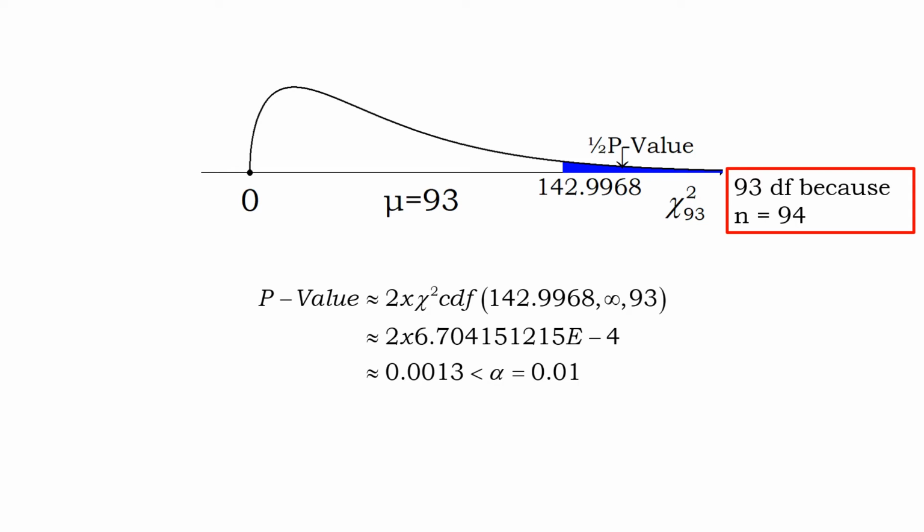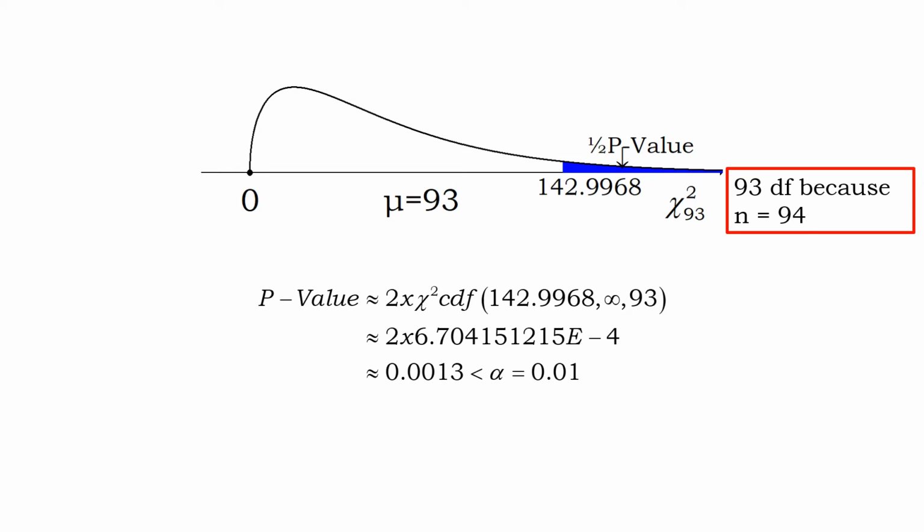0.000, then 6704151215. I have to move the decimal place 4 to the left. The first move to the left puts it in front of the 6. And then I got 3 more moves to the left, which will give me 3 zeros to start the number off. Of course, that has to be multiplied by 2. So ultimately, I end up with 0.0013.